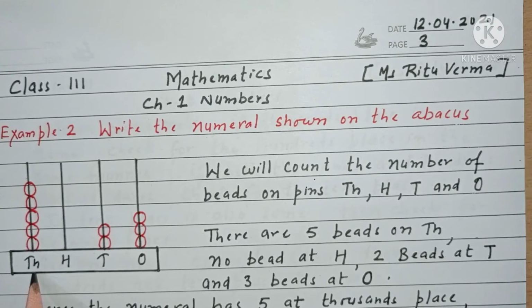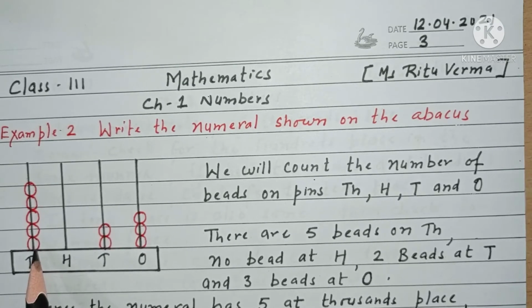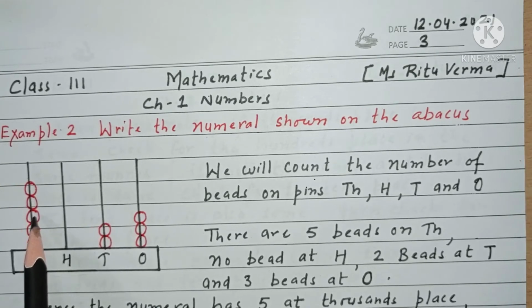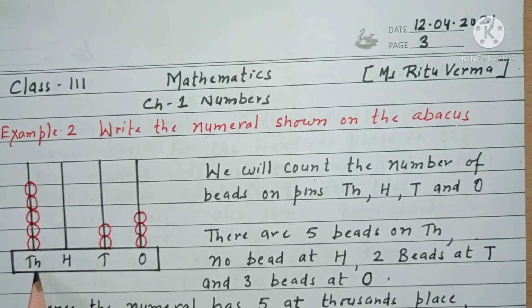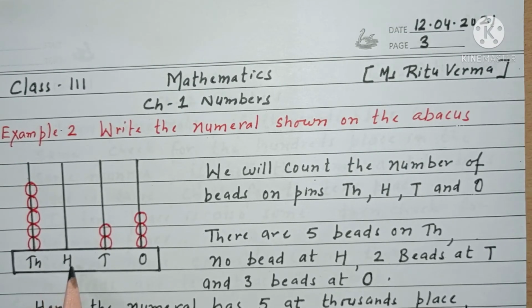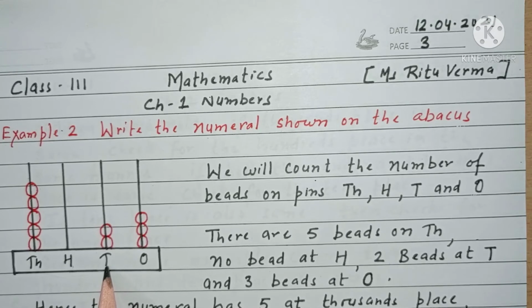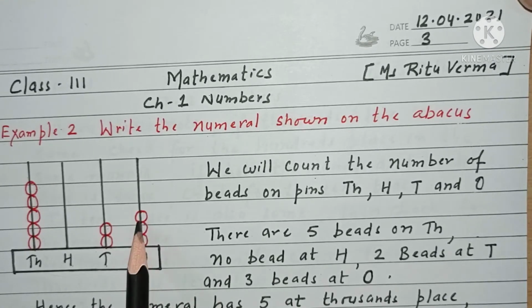Now as you can see on the extreme left, we have a thousands pin which is showing how many beads. Let us count the beads: 1, 2, 3, 4 and 5. So 5 beads on the thousands pin. On the hundreds pin, we don't have any bead, so it will be counted as 0. At tens, we have 2 beads, and at ones place we are having 3 beads.